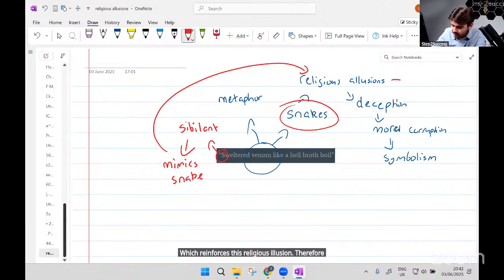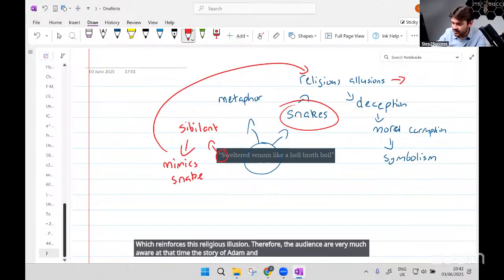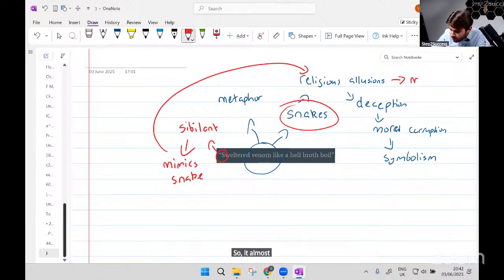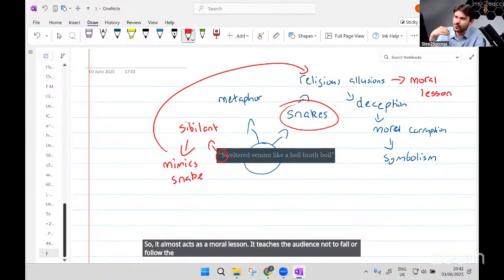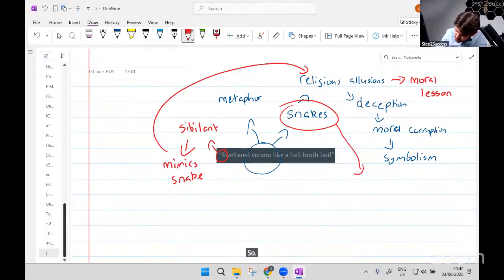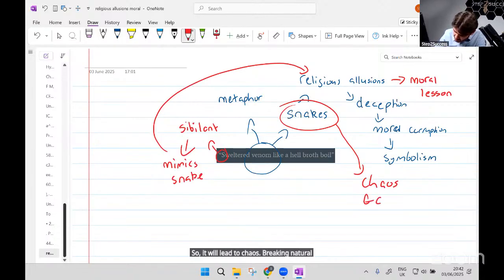Therefore, the audience are very much aware at that time of the story of Adam and Eve. So it almost acts as a moral lesson. It teaches the audience not to fall or follow the supernatural, because it will lead to chaos, as did that story. So it will lead to chaos, breaking the natural great chain of being.